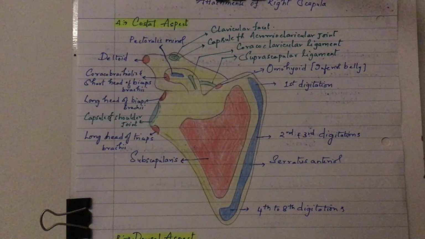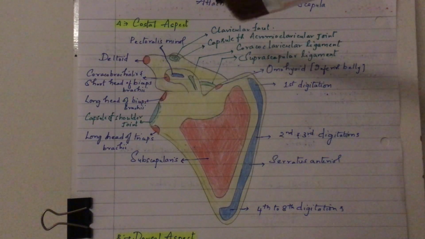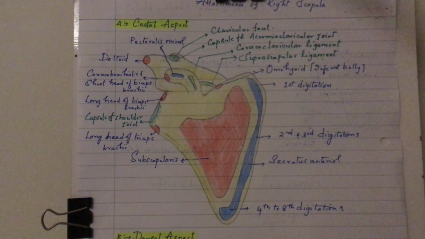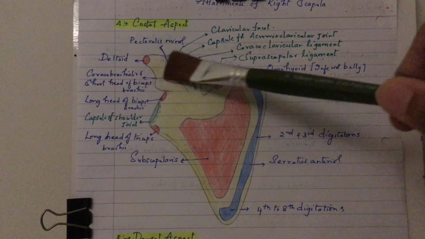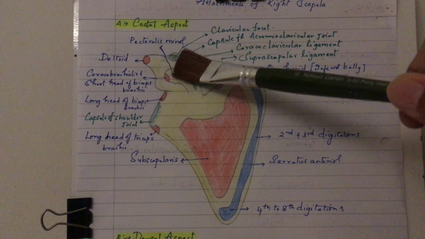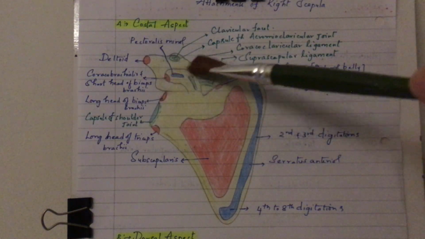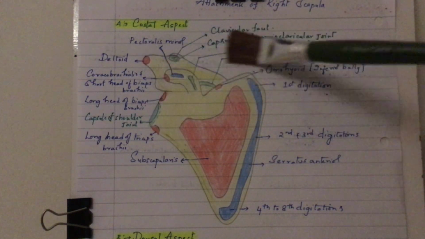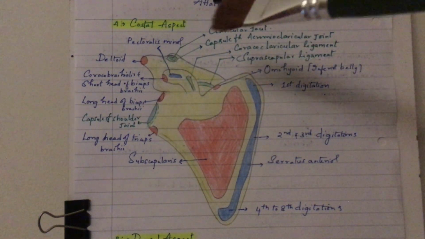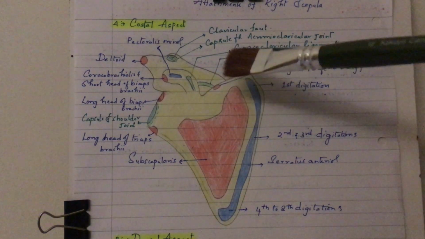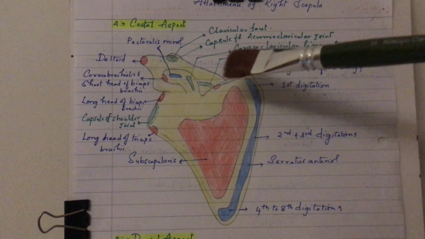Then we have the acromioclavicular joint. From the acromion, the margin of the facet on the medial aspect of the acromial process gives attachment to the capsule of the acromioclavicular joint. Super. Then we have the coracoclavicular ligament.